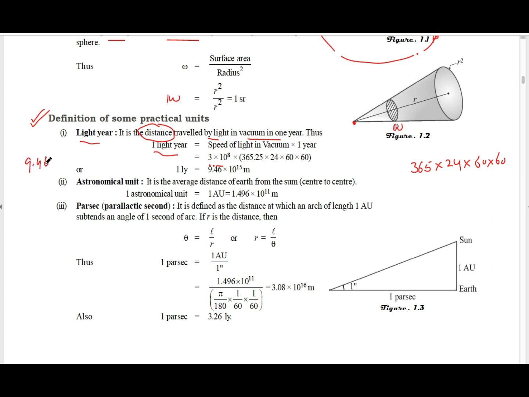9.46 into 10 to the power 15 meter. So this much distance light covers in 1 year, and it is represented with light year. Sometimes there is a question because the name suggests light year, but it is a unit of distance. The word year may suggest that it is a unit of time, but don't get confused. Light year is a unit of distance. So I will write it here.